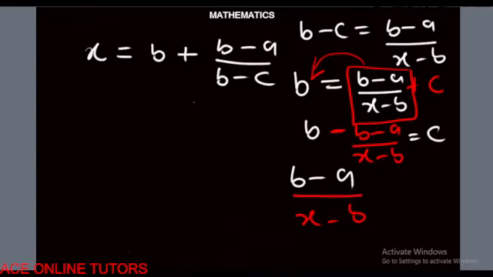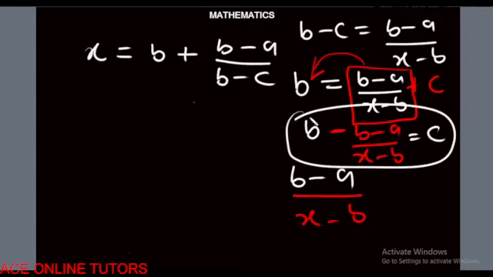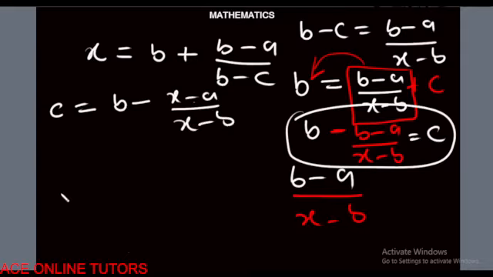Now what's next? Don't forget that since this is an equation, you can write any side you like before writing the other side. So we can first write the right hand side, which is c equal to, then you write the left hand side, b minus (x minus a) all over x minus b. Now you can leave your answer this way, or you can go further and say this is b over 1.